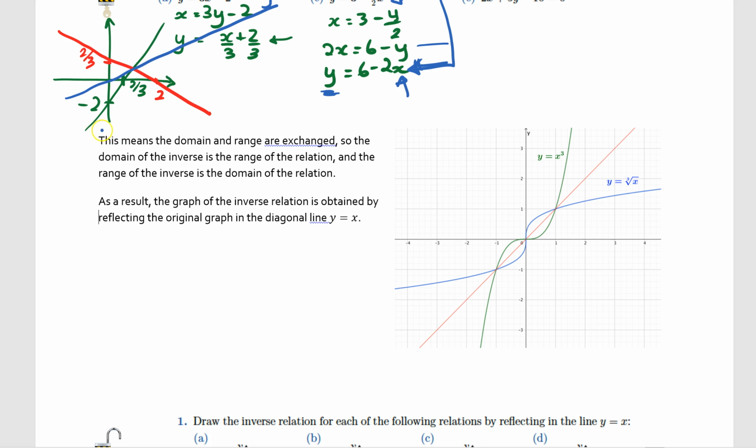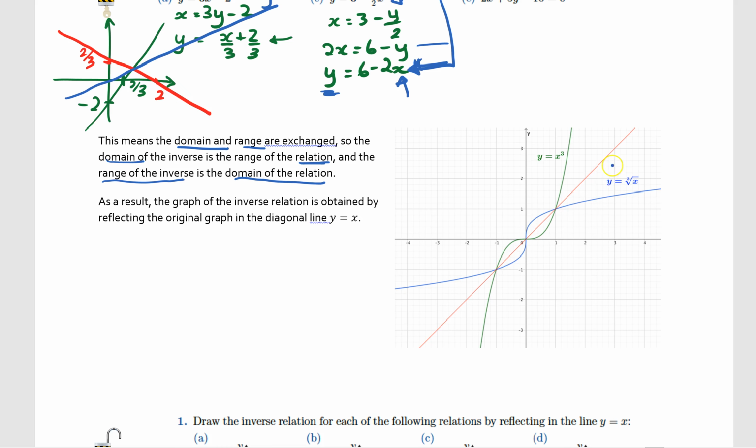Now, as a consequence of this changing of the x and the y, it means that the domain and the range are actually exchanged. So the domain of the inverse function is the range of the original function or original relation, and likewise the range of the inverse function is the domain of the original relation.